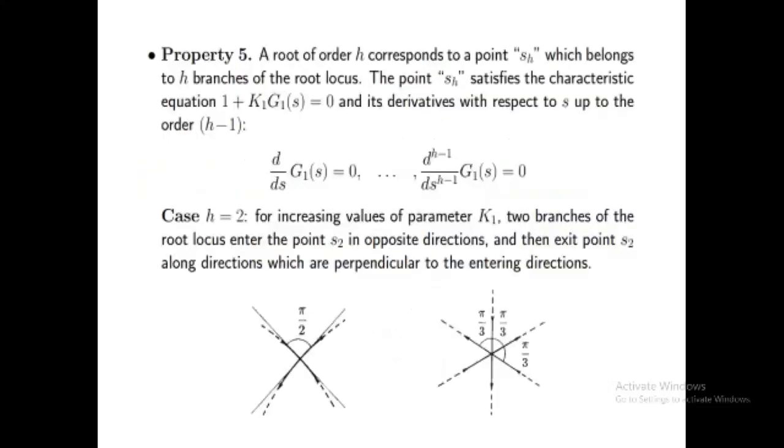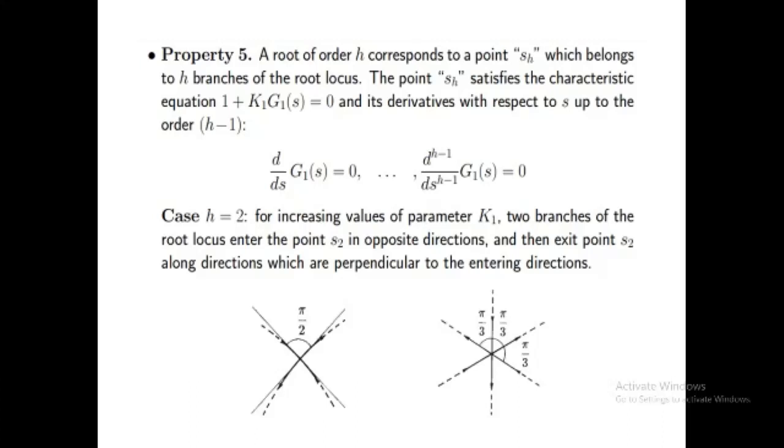Property number 5: a root of order h corresponding to a point sh belongs to h branches of the root locus. The point sh satisfies the characteristic equation 1 plus K1 G1 of s equals 0 and its derivatives with respect to s up to the order of h minus 1. This indicates that the derivative of G1 of s equals 0, up to the derivative of order h minus 1 of G1 of s, which is again equal to 0.